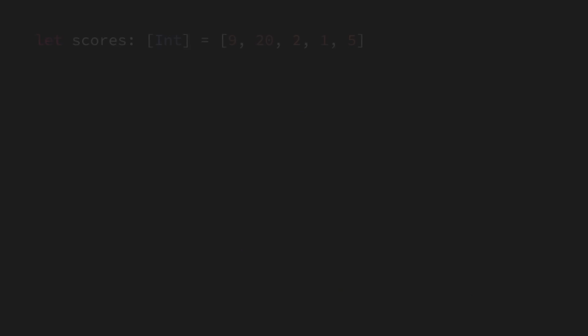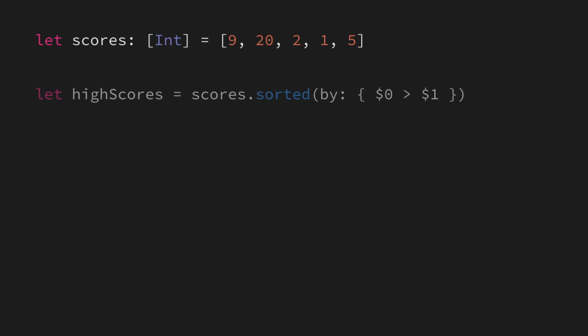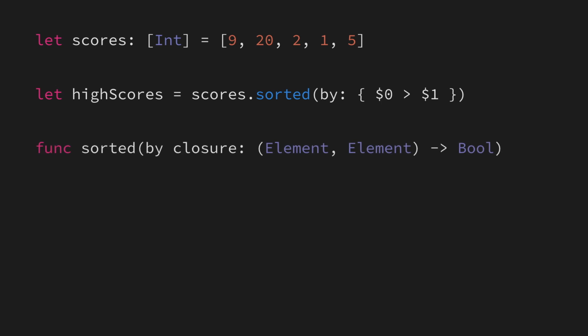Next, let's say that we have an array of scores represented as integers that we wanted to sort in descending order, giving us the high scores. This could be done using the standard library's sorted API with a call that looks like this. What we do here is that we use a comparison closure where we are getting access to both of the elements that are being compared, and we return whether or not the first element should be ordered in front of the second one. Taking a look at a shortened version of that API, it looks something like this. It takes a closure which has the two elements that are being compared as input, and then returns a Boolean result.